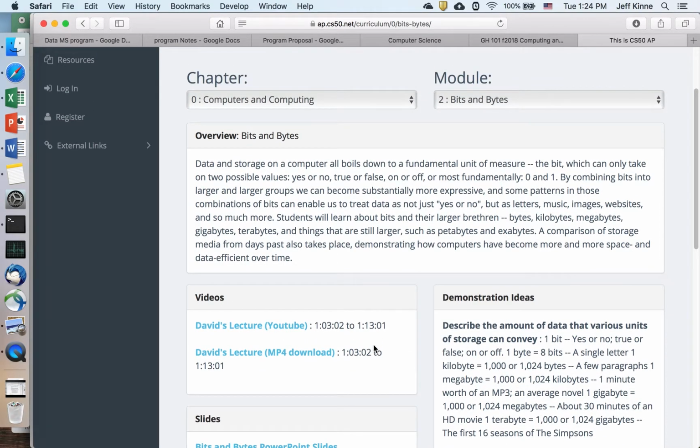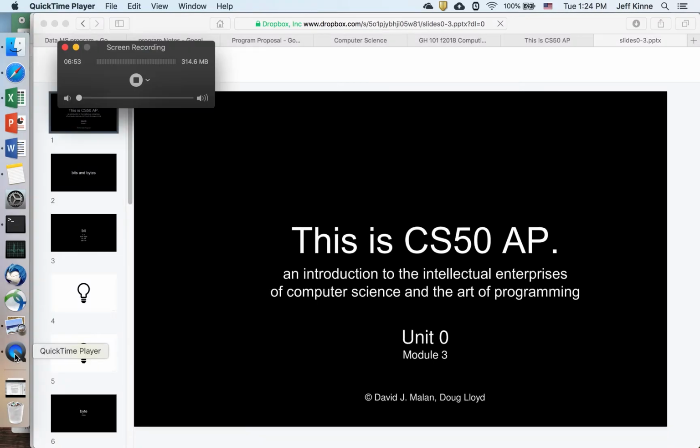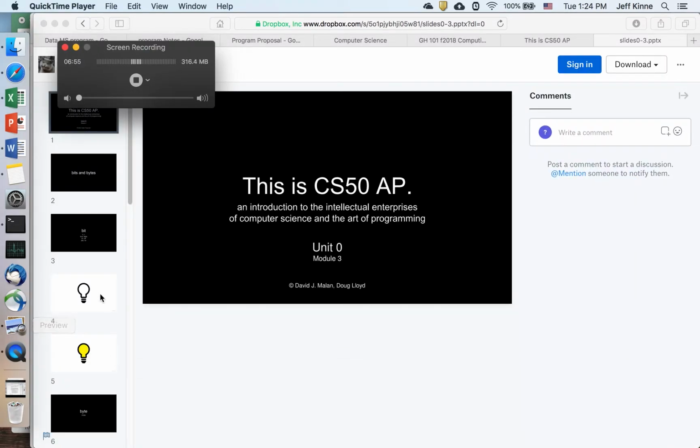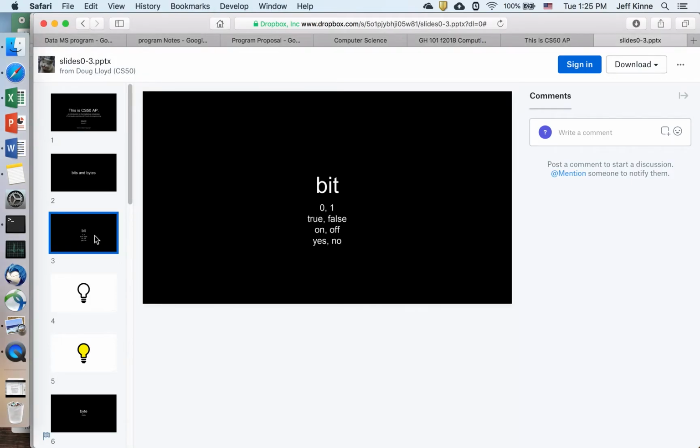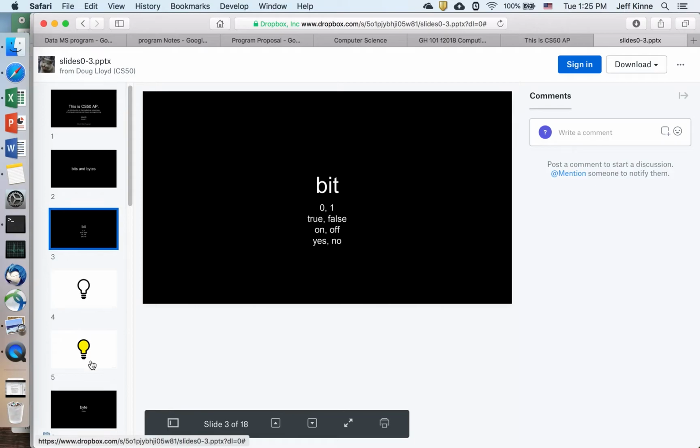All right, so Bits and Bytes, and you can see that their version of this looks like an hour. Let's see how long it takes us to get through, just with the most important stuff. If you want to pause for a second, you could pause. All right. So we have our definition of a bit. We've already done that. It's 0 or 1, on or off, true or false, yes or no.